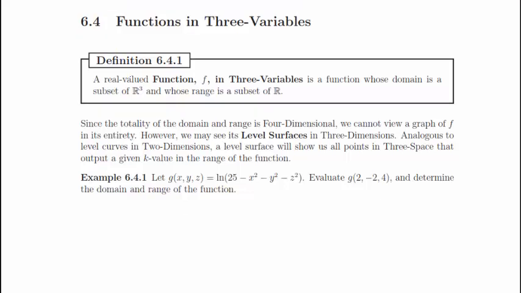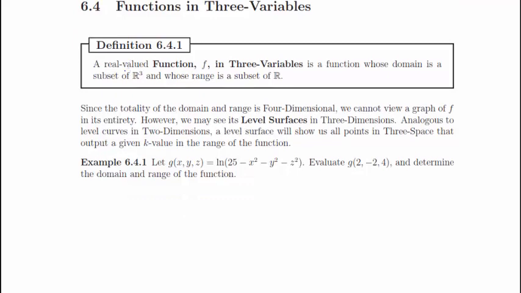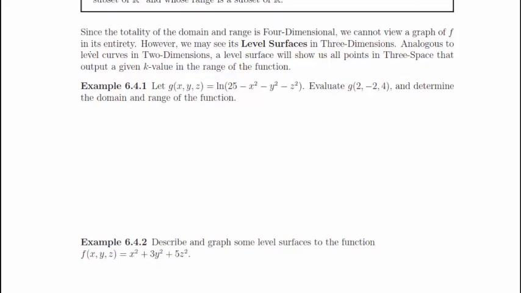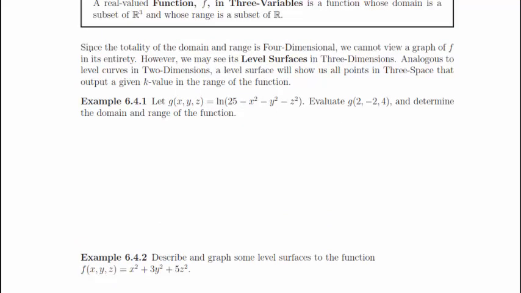Since the totality of the domain and range is 4-dimensional, we cannot view a graph of f in its entirety. However, we may see its level surfaces in 3 dimensions. Analogous to level curves in 2 dimensions, a level surface will show us all points in 3 space that output a given k value in the range of the function. Okay, so we're not going to be able to draw these specifically, but we are going to be able to see for a given output what inputs give that output.